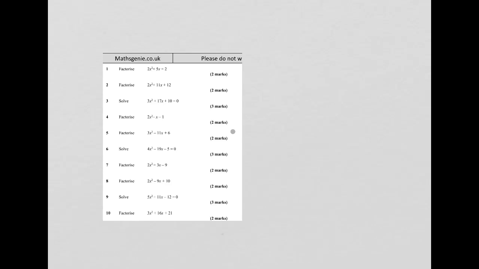Right, in this lesson, I'm going to show you how to factorize when there's a leading coefficient. In other words, a number in front of the x squared. This work comes from Maths Genie. Let's look at the first question.